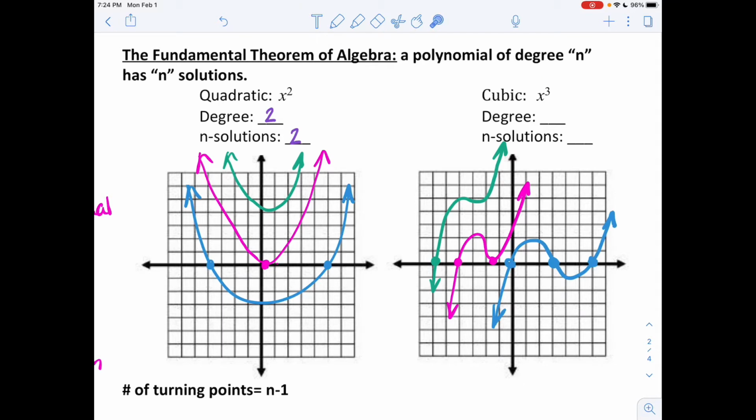If we have a cubic function, then it has a degree of 3. And so we are expecting to see 3 solutions. Why don't you pause the video and do some rough sketches like I have showing these 3 different conditions.